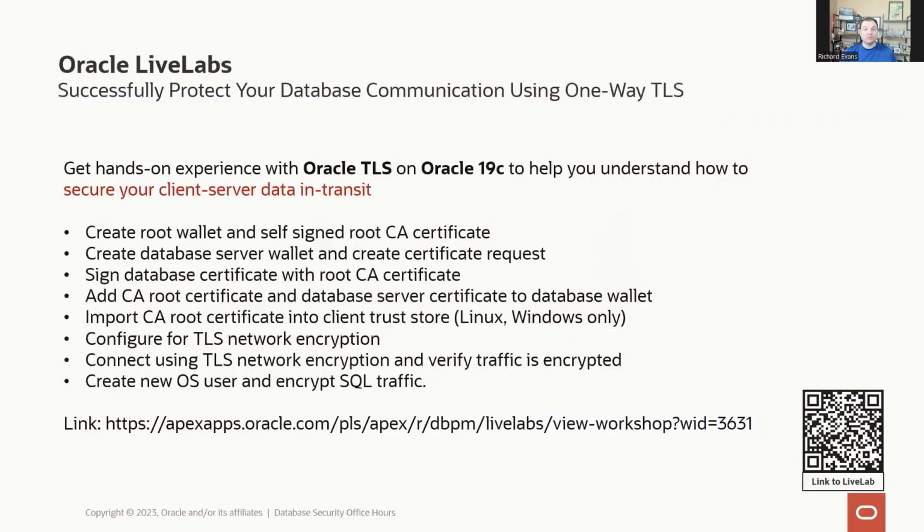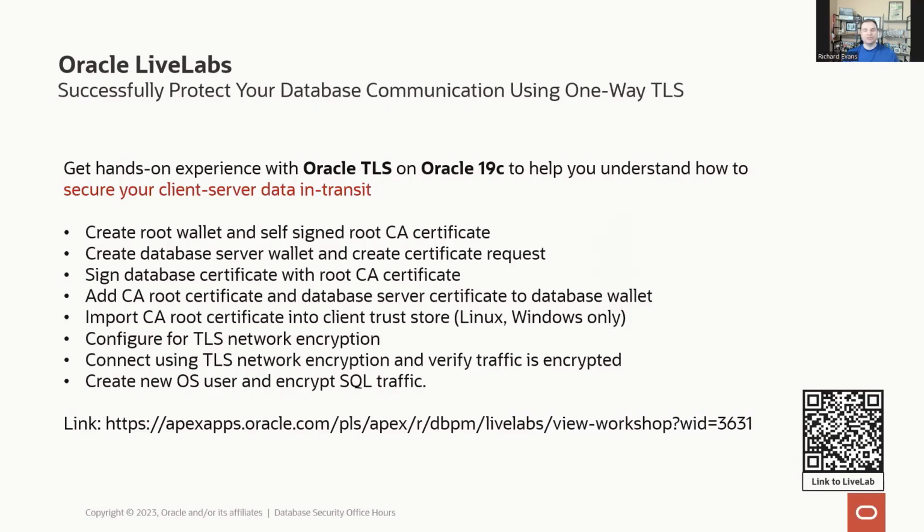One of the things we've released recently that we're really excited about is this one-way TLS lab. Now we're working on getting the green button out there so you can do that on our dime, but you can go out and check out this LiveLab. So you can do one-way TLS on Oracle 19C, create your own self-signed root certificate, create a database certificate, have it signed, configure TLS, and then verify it.